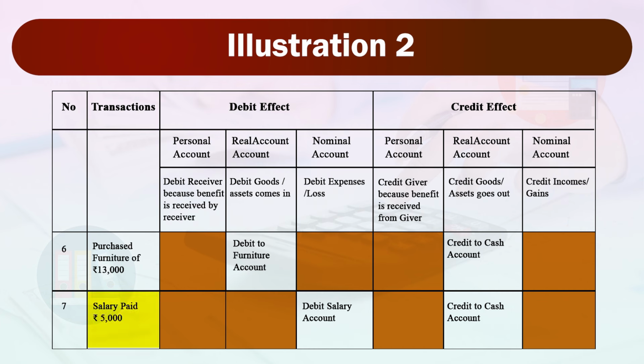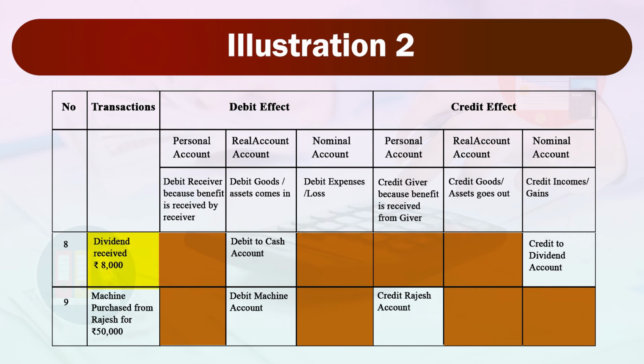Next is salary paid rupees 5,000. Salary is an expense of the business. So, rules of nominal account will be applied, debit the expenses or losses. So, we will debit the salary account, and cash is going out of the business. So, rule of real account will be applied, credit whatever goes out. So, cash account will be credited.